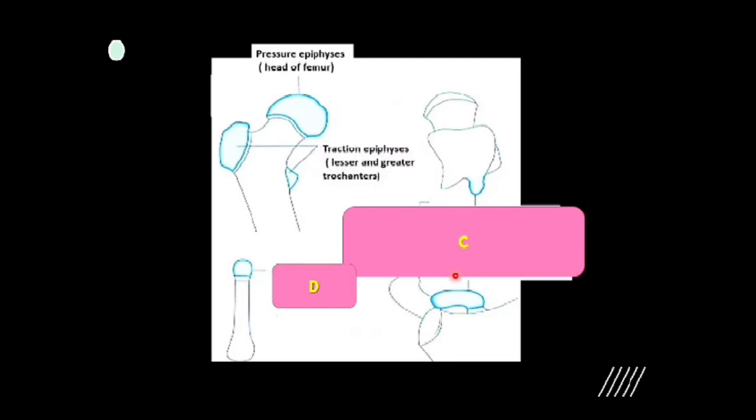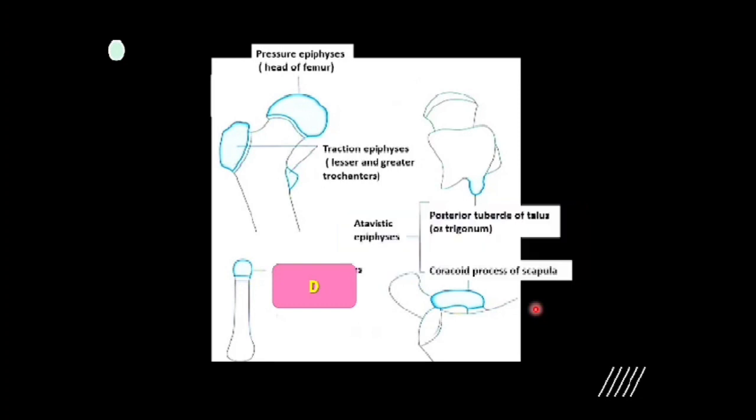C is showing the os trigonum as well as the coracoid process of scapula. So these are basically independent bone that grows onto the host for nutrition. So that is atavistic epiphysis. And D is showing the head of the first metacarpal bone, and that is aberrant epiphysis.